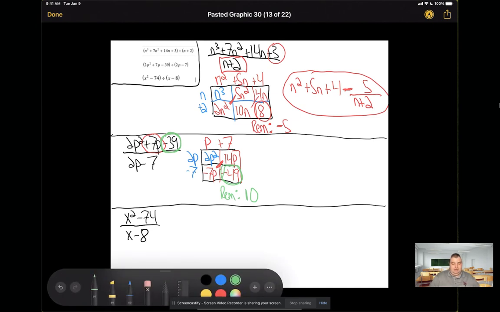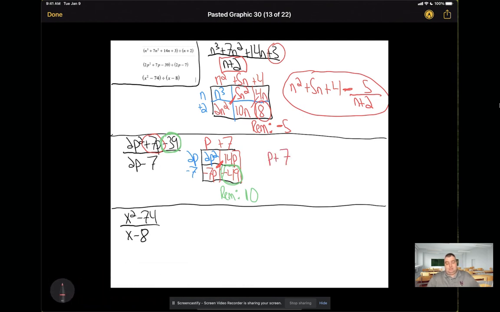So when I write out my answer, it's going to be p plus 7, and then I'm going to add an extra fractional term where the remainder is the numerator and the original denominator, 2p minus 7, is the denominator. So p plus 7 plus 10 over 2p minus 7. Okay, so that's it for number 2.